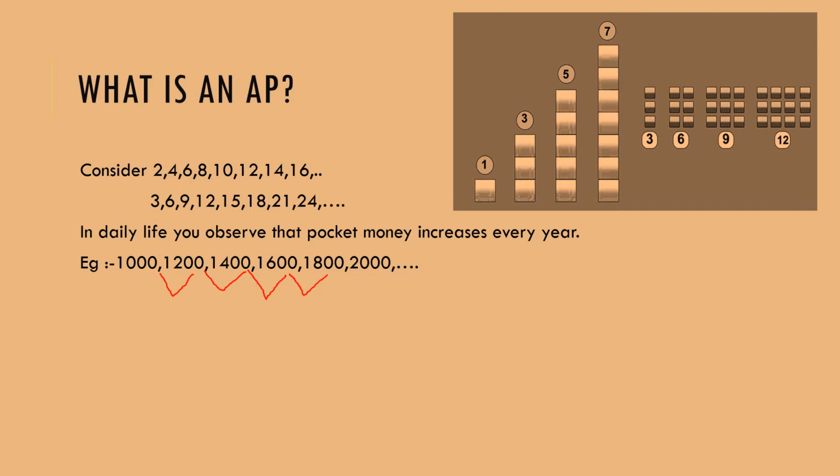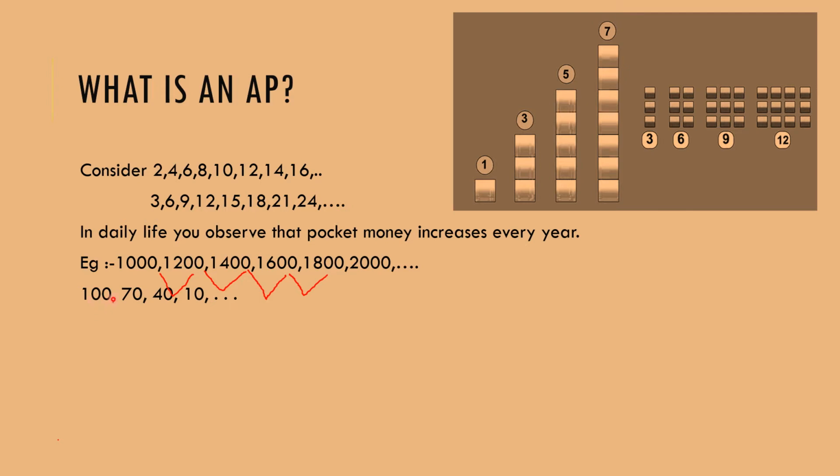Are you getting it? Such a series where the difference remains constant throughout between consecutive terms is called an AP. Such a series is called an AP. Let's look at another example.